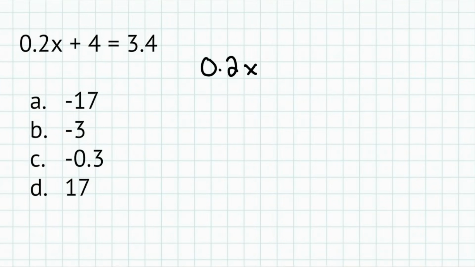We have 0.2x plus 4 equals 3.4. Remember that decimals, they're just numbers. We don't want to get in our own way by looking at this and thinking that we can't do it. We know what we're supposed to do, and if we're just not adept at dealing with decimals, take a note of that so you can continue working on it moving forward. So what do we know about equations?